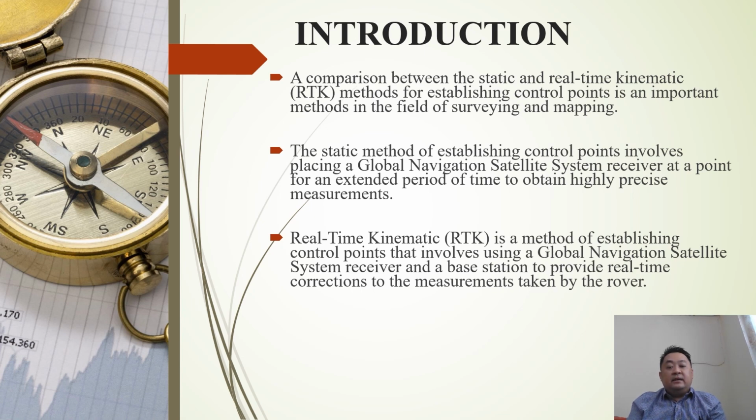Real-time kinematic (RTK) is a method of establishing control points that involves using a global navigation satellite system receiver and a base station to provide real-time corrections to the measurements taken by the rover. Both the static method and the RTK method can be used to establish control points, but they differ in terms of the time required to obtain precise measurements and the equipment required.